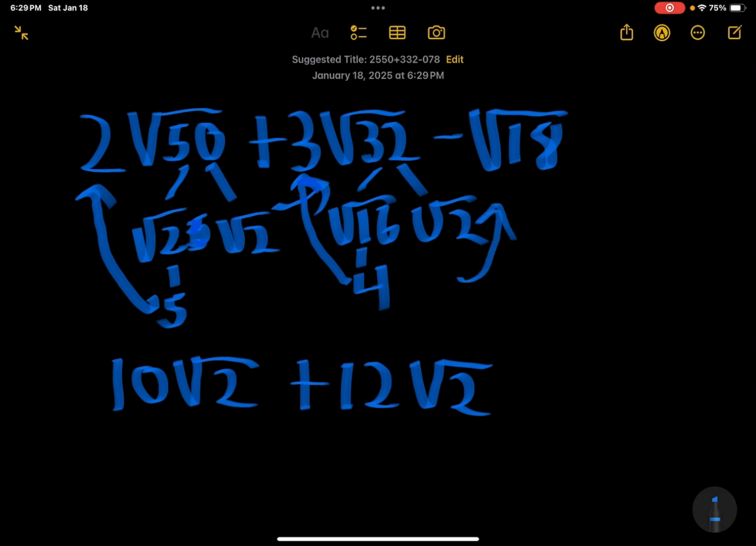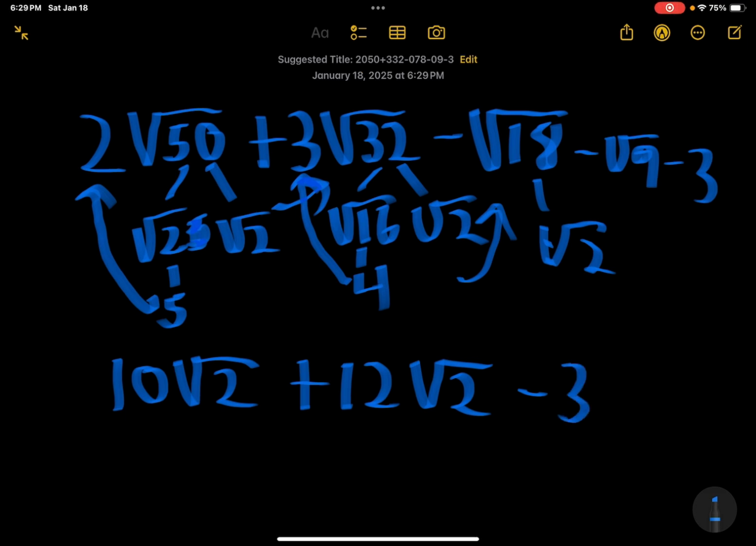The last one we're going to do is square root 18. Square root 18 is 9 times 2. Let's go square root 9 times square root 2. The square root of 9 is 3. So that leaves us with minus 3 square root 2.